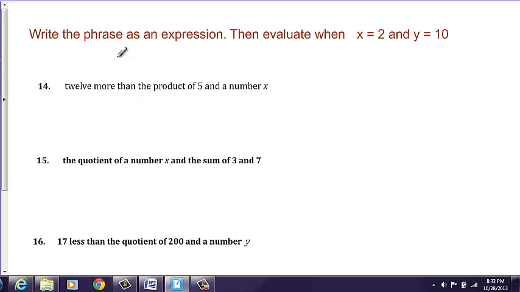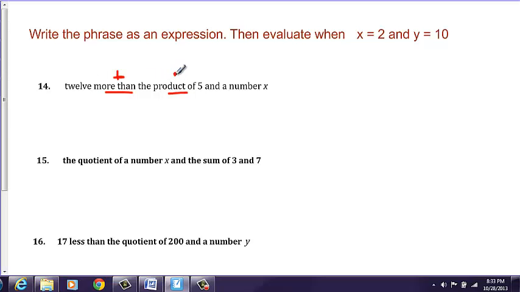In this case, they are asking us to write the phrase and then evaluate it when x and y are given as numbers. Remember, we did this piece in 3.1 where we had to evaluate expressions. Alright, let's take a look. 12 more than the product of 5 and a number x. I have more than and product. More than is addition and product is multiplication.